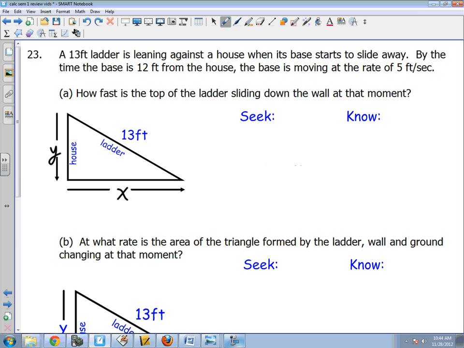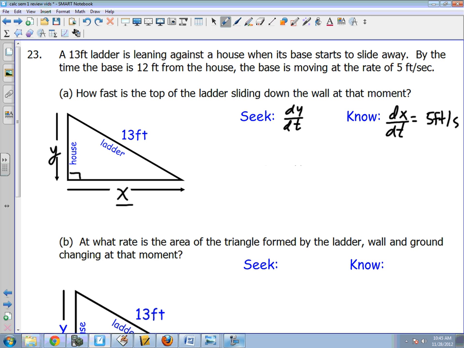So there's a rate that I know. So I know dx/dt, the way the base is moving. I know the rate of change of x, dx/dt, is 5 feet per second. All right. And the question asks me how fast is the top of the ladder sliding down at the given moment, which is dy/dt. Well, this is kind of fortunate because I'm pretty confident I can come up with an equation that relates x and y. And this is a pretty common example of when you use the Pythagorean theorem to relate this.